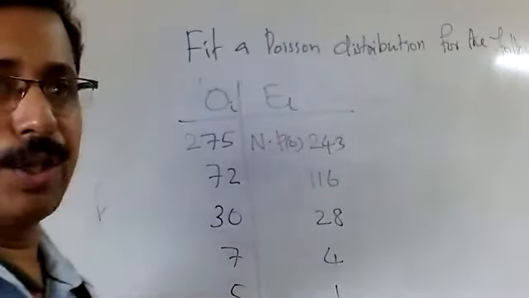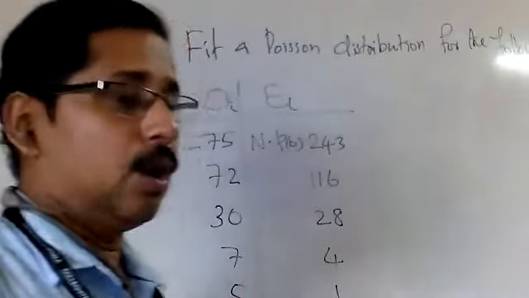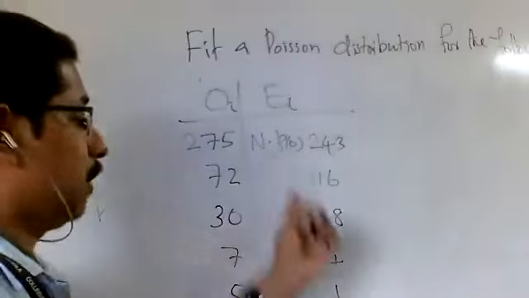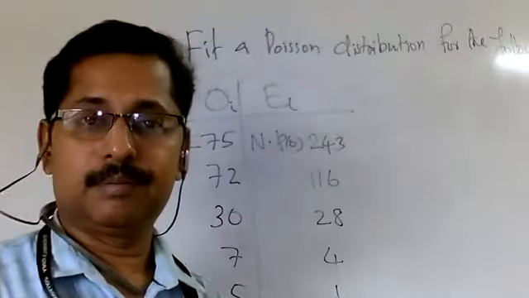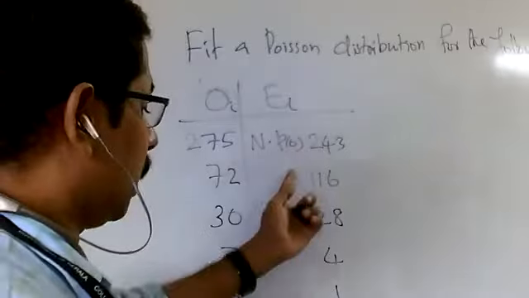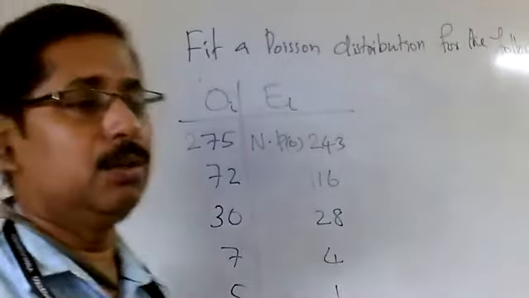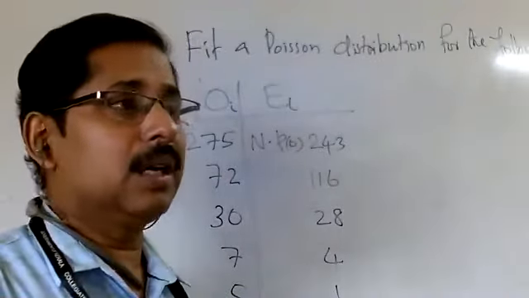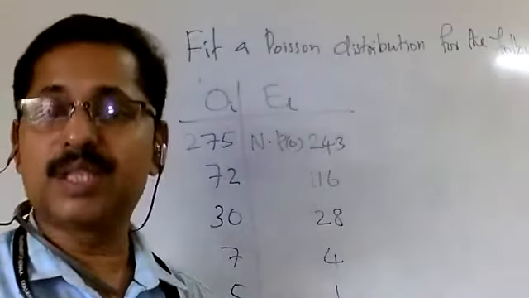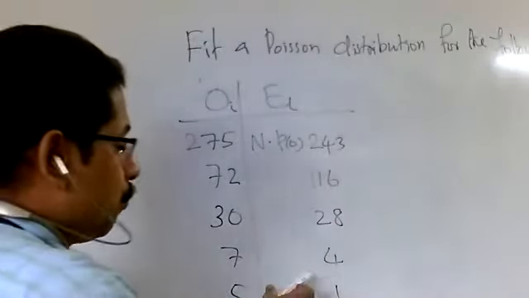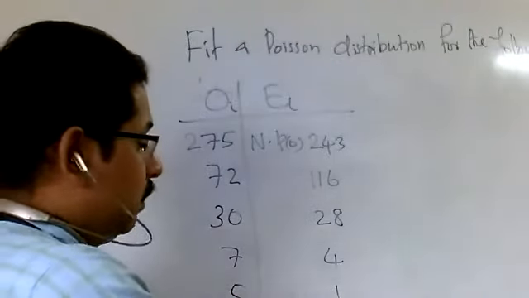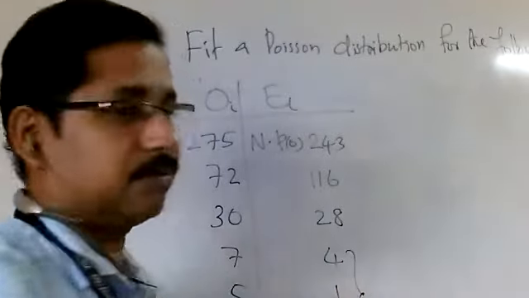Now, for using the chi-square distribution, we know that the expected values should be greater than 5. You just look at the expected values. If any value in the expected case is less than 5, you merge that value to the nearest value. That is the technique. Here you can see that 4 is smaller than 5, 1 is smaller than 5, 0 is smaller than 5. So these values are smaller than 5.